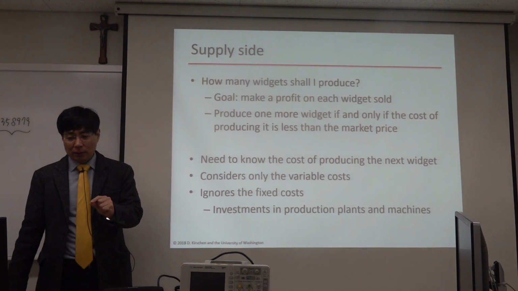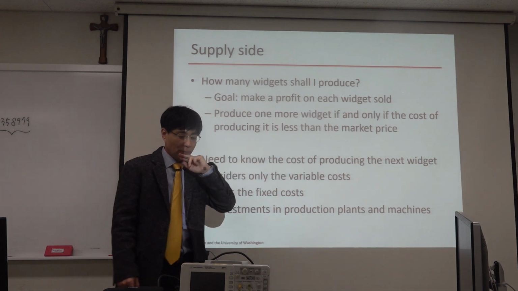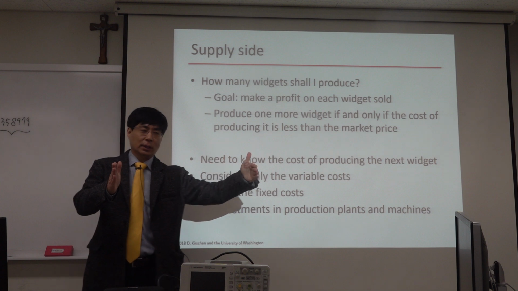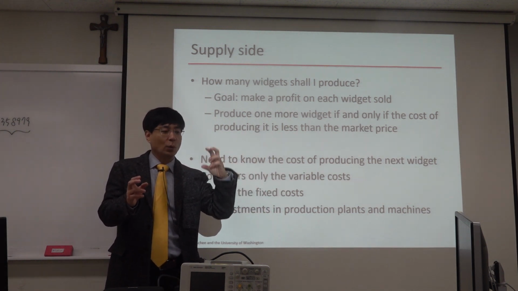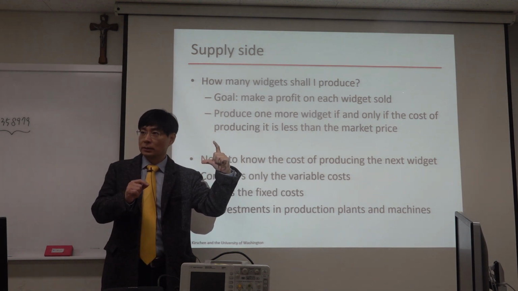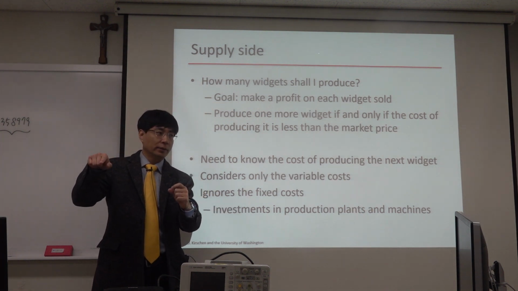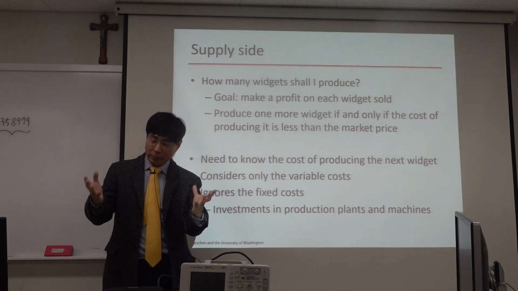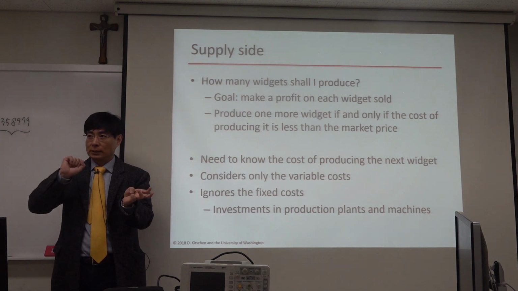So that means produce one more widget. You increase the volume of the widget, 1, 2, 3, 4, and the marginal cost to produce one more widget increases. That means when you take the derivative of your cost function, the derivative is still an increasing function. That means your cost function is a convex function. You see what I'm saying? Okay.